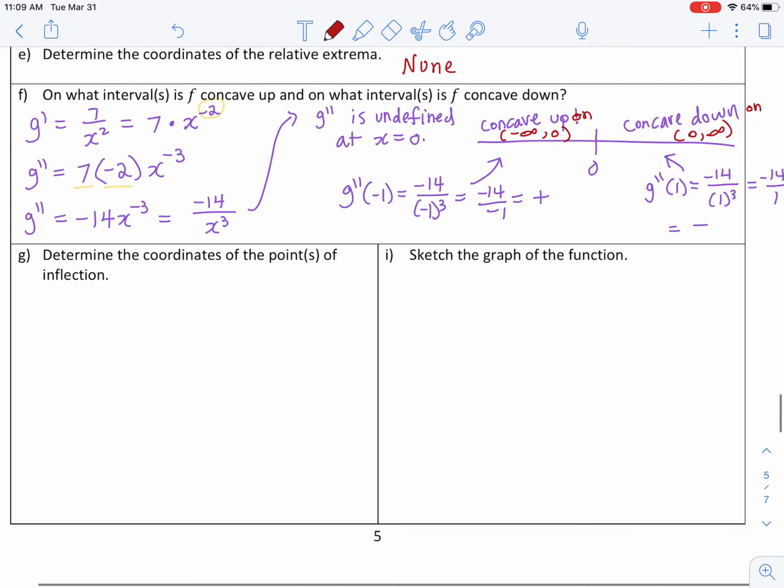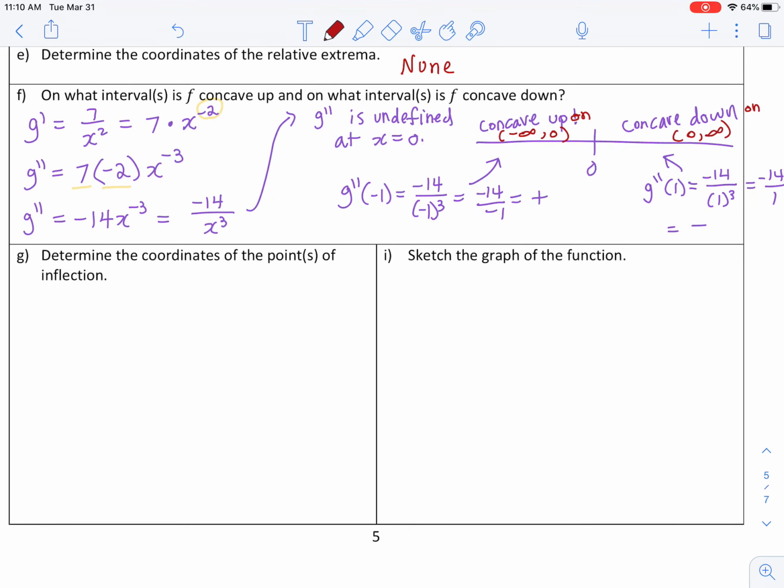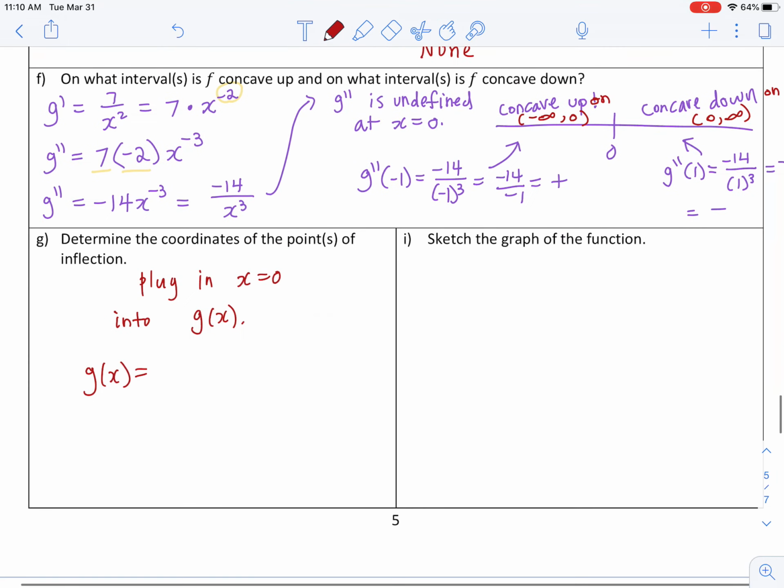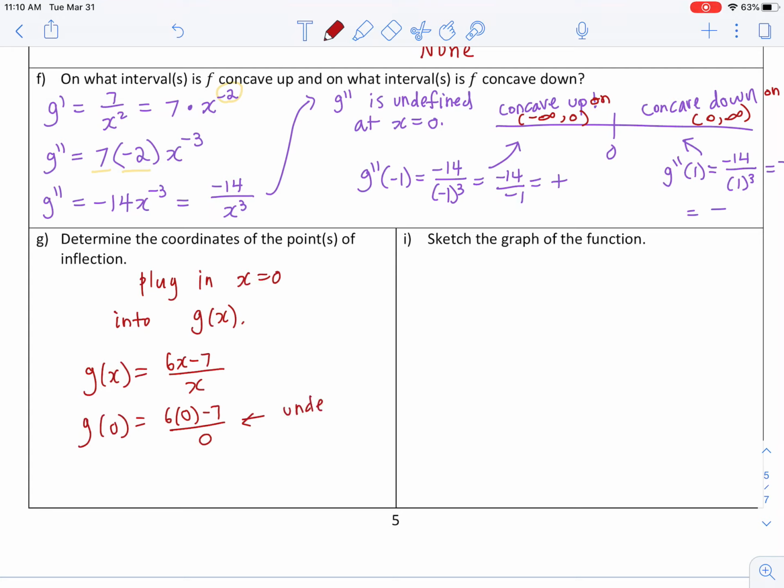All right. But say that now I'm thinking, well, that's my point of inflection right at 0. So let's plug x equals 0 into g of x. Reminder, g of x was 6x minus 7 over x. So if you plug in g of 0, we're going to have an issue, right? This is undefined. Remember, x equals 0 was our vertical asymptote. So what will you say?